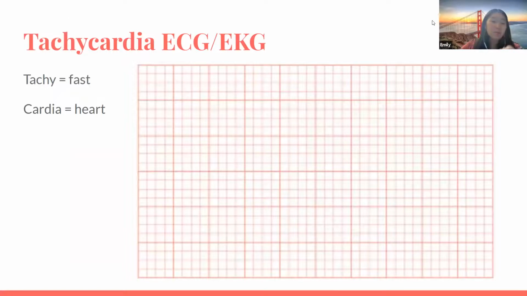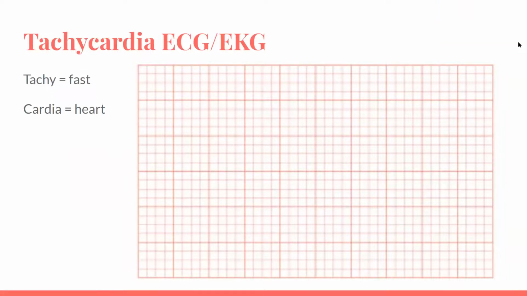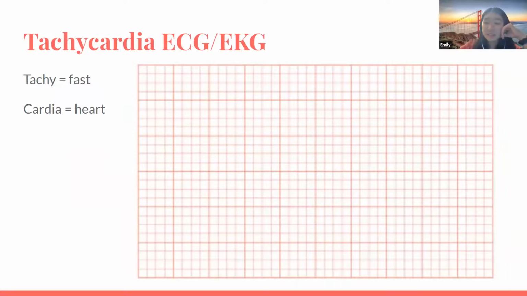Here's another example. Tachycardia. Tachy means fast, cardia means heart. What do we think tachycardia is? Heart beats too fast. Yeah, exactly. The heart is beating too fast. So it's kind of the opposite of bradycardia.